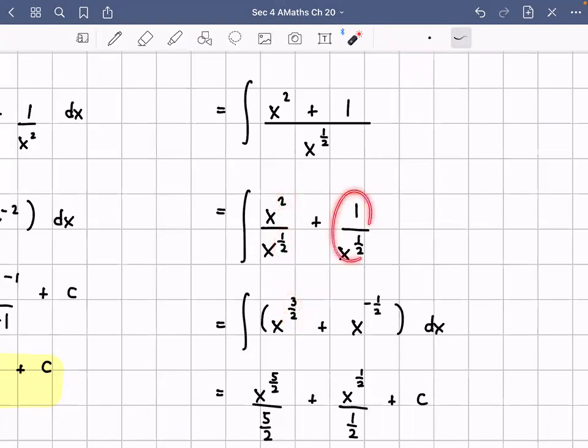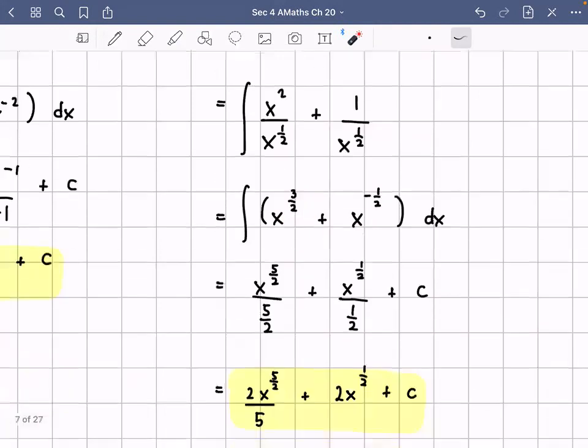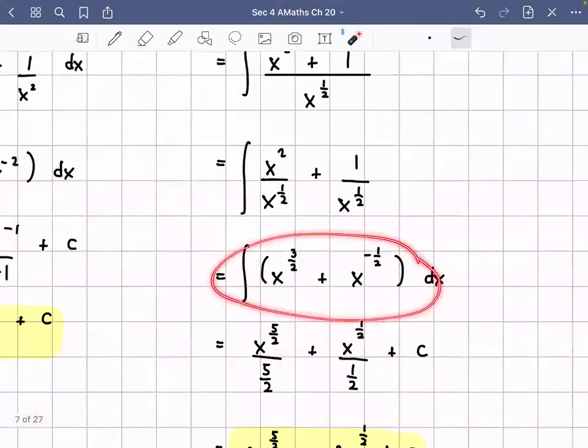And then what happened here? We just express the index as negative, so that's why you have x raised to negative 1/2. So this is your new question.